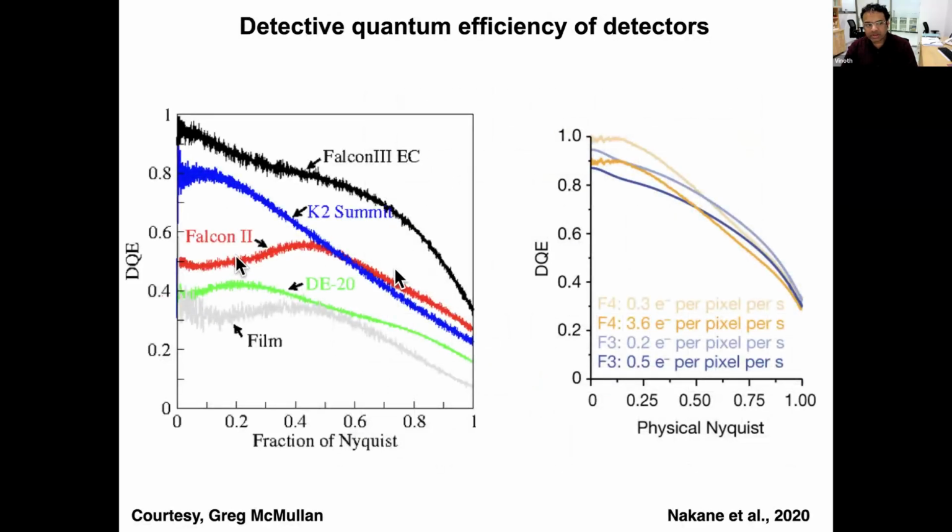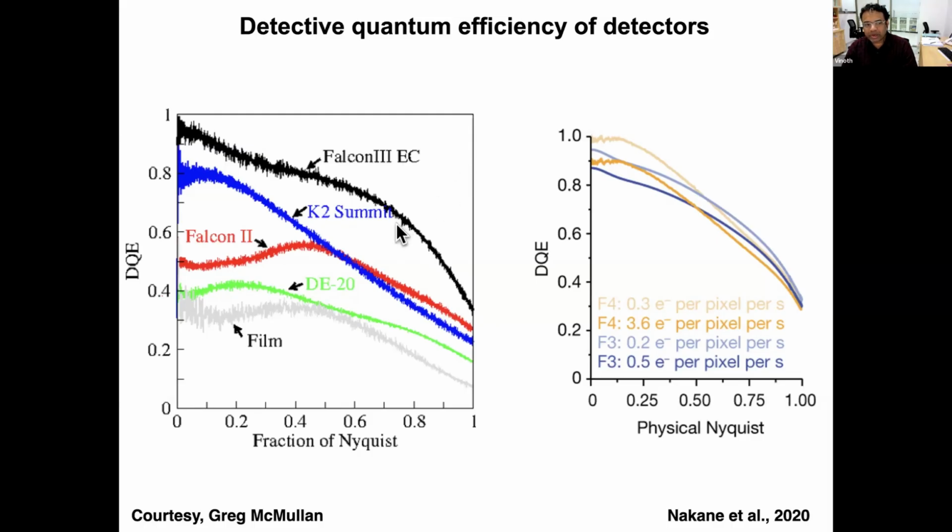So these are examples of a typical curve, which is detective quantum efficiency against the fraction of Nyquist or spatial frequency, where you can see that the DQE, which is the amount of signal that is coming in and the amount of signal that is going out, is higher at the lower frequency, and then it kind of goes down at higher frequency. So this is normal. So the idea is that one day in cryo-EM, we will have a detector which is like this, where it doesn't fall and it will stay very high even at higher spatial frequency.